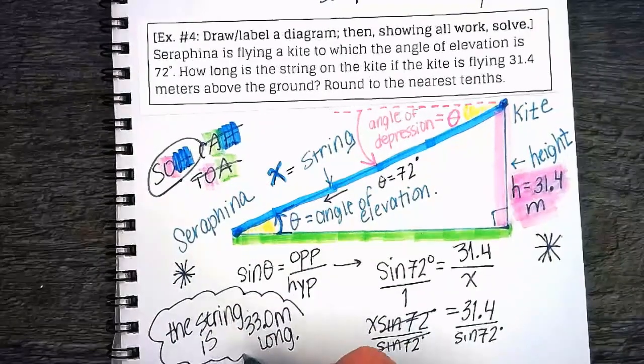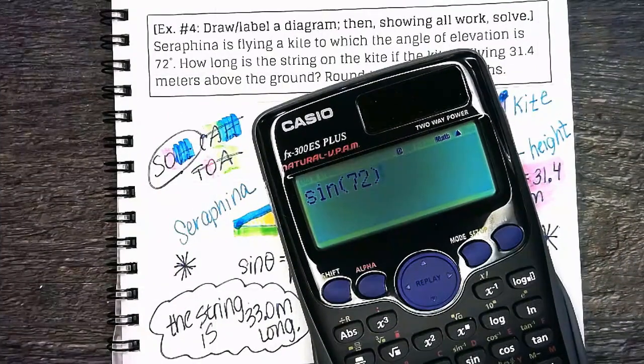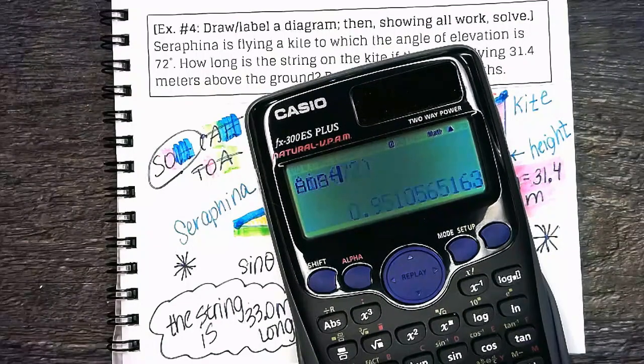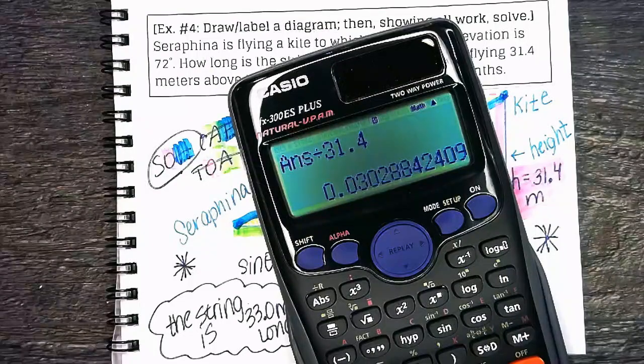Now I just want to show one other thing. If you did sine of 72, then you divided that by 31.4, you don't get the right answer. I promise you. Come look at this again when you have to solve for an x in the denominator again. You don't get the right answer. There is a trick though.